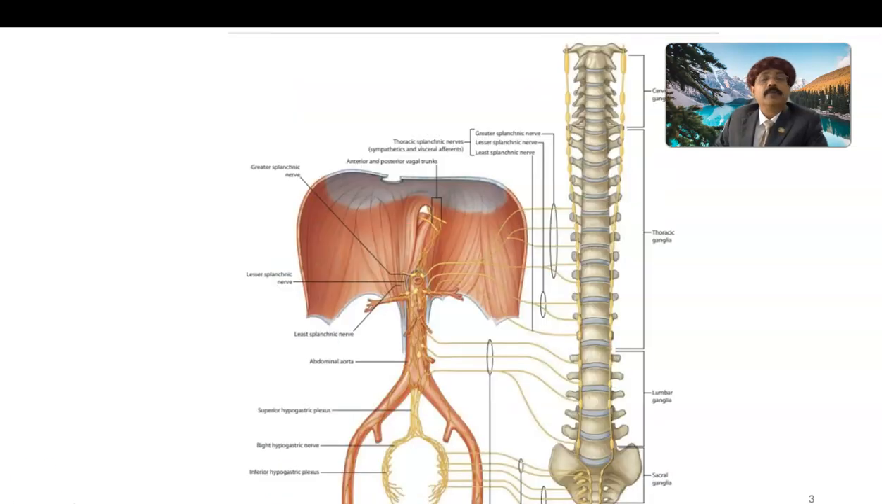Now let's go. Here is the celiac ganglion, the greater splanchnic nerve here. Here we are also seeing the vagal trunk, anterior and posterior vagal trunk, and the greater splanchnic nerve is for the celiac ganglion.